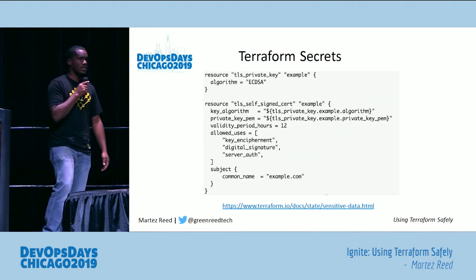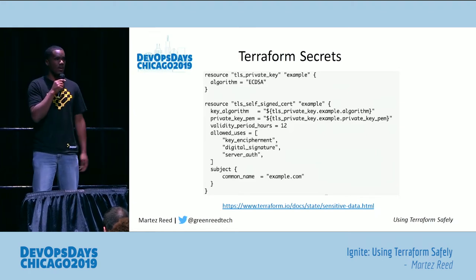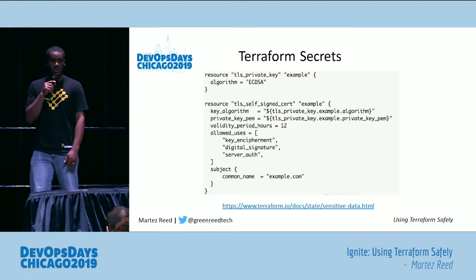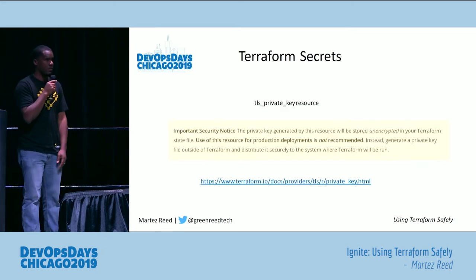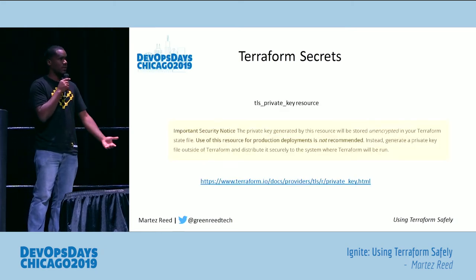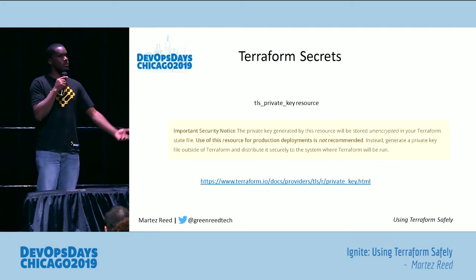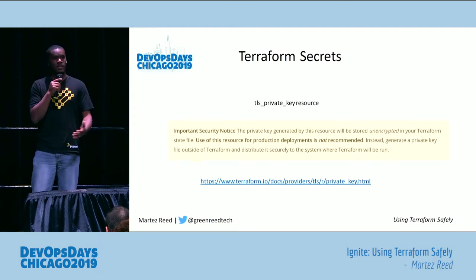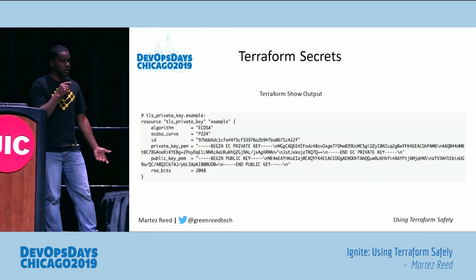Now as we step into how Terraform handles secrets, this is one of the challenges some people have when they first start with Terraform. You see a module or a resource that says, hey, create a private key with Terraform. And then if you read the fine print, it essentially says Terraform doesn't do a good job of handling sensitive information. You can create those resources, but you really need to be careful. This is one of those first gotchas that people often run into.